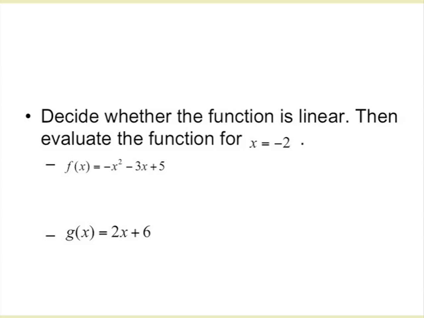To determine if our function is linear, we're looking, does it just have plain x's, no x squareds, no x cubes, no square roots, no absolute values, nothing fancy, just plain x's. There might be multiplication and addition, but no powers, no roots, no absolute values. So the first one here has an x squared, which means it is not linear. The second one has just a plain x in it, so that one is linear.